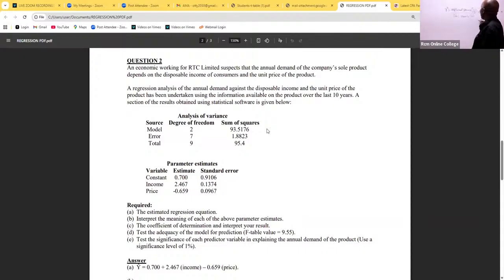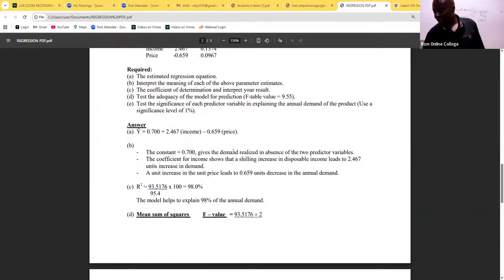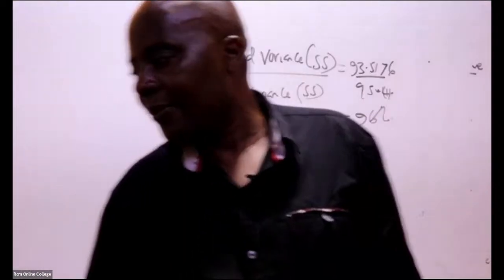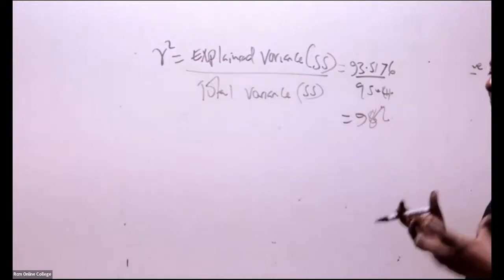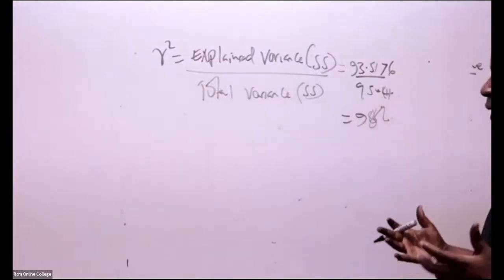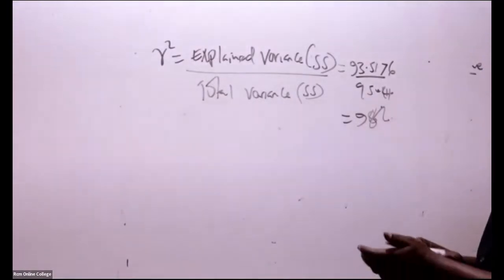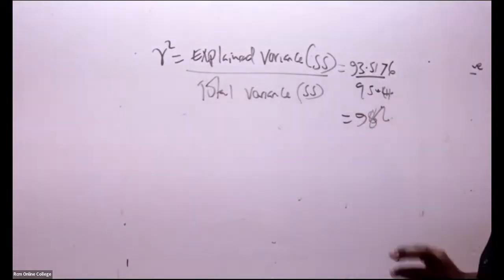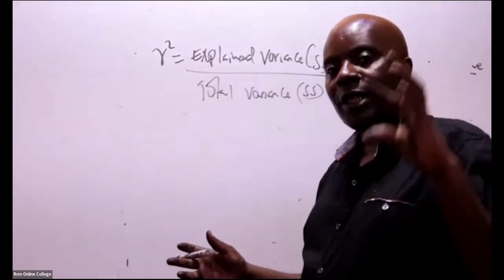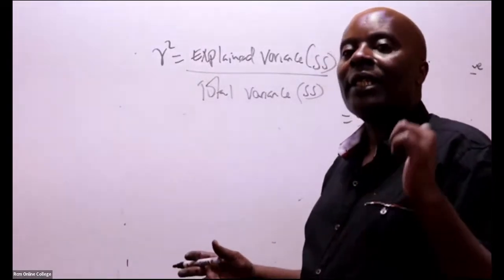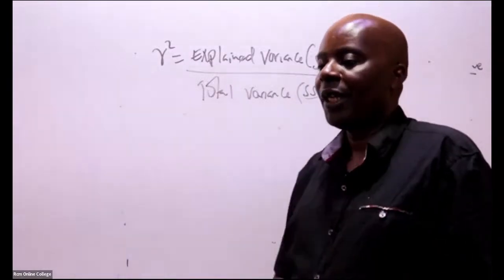95.4 like that. This is how they were able to get the 98%. So it means that the explanatory power, the power of this model to explain variances, is very high. It's 98%. So it means that the income and the price can explain up to 98% of the changes in annual demand. And that is excellent. That's exceptional. Very good. Thank you very much.